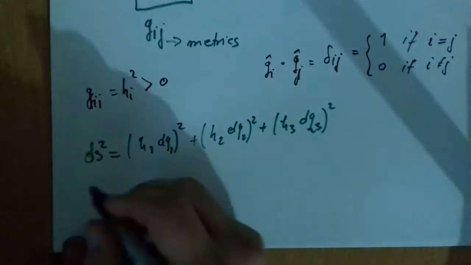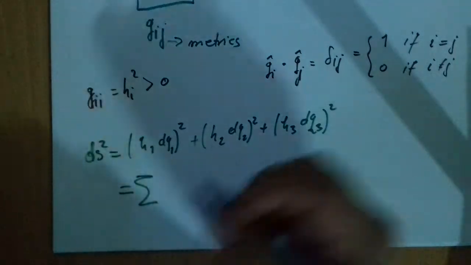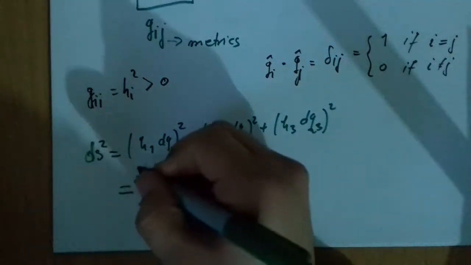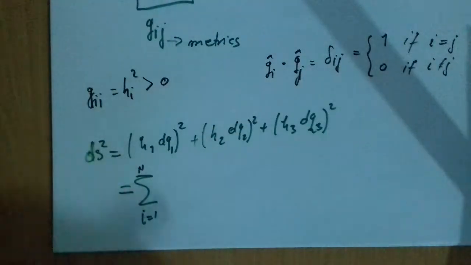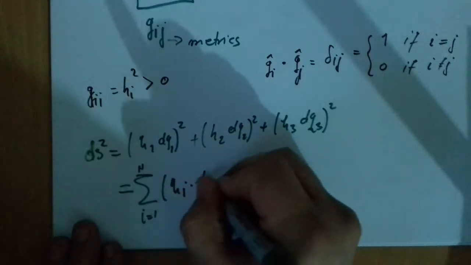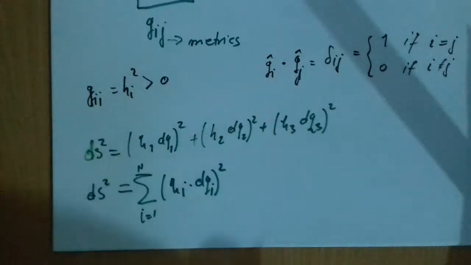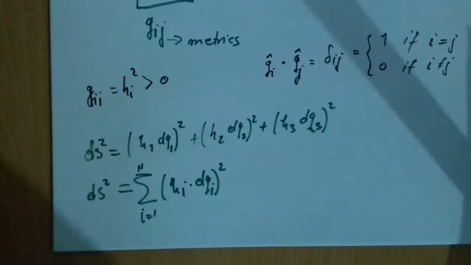And also in summation notation, with the sum we can write that i goes from 1 to n. In our case n is equal to 3 for 3 dimensions, hi squared times dqi squared. This is the line element in any coordinate system.